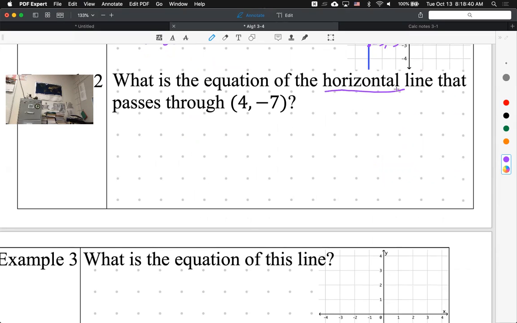One person already has the answer. Did you already write it down? Oh, nice. Way ahead. Horizontal line. I'm going to give other people time to think. Horizontal line. Okay, you need to be thinking horizontal. Is that x? Is that y? Okay, then what number should that be equal to?